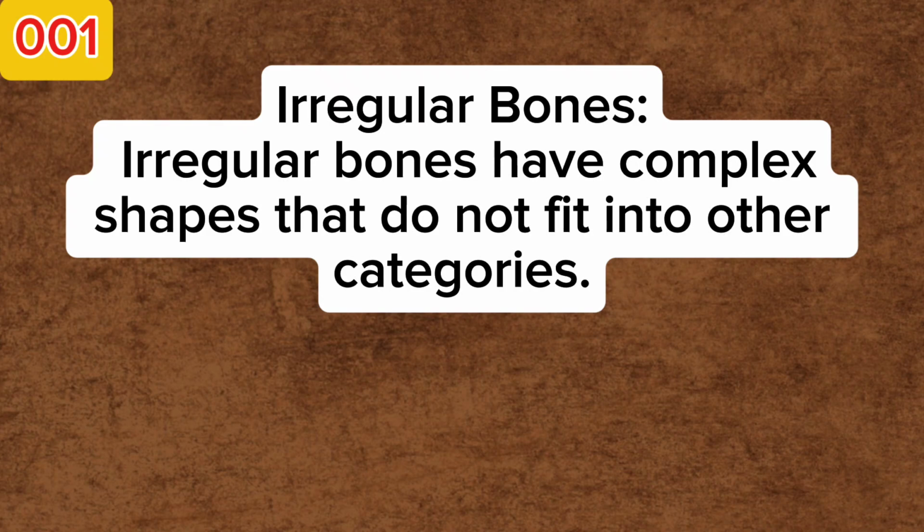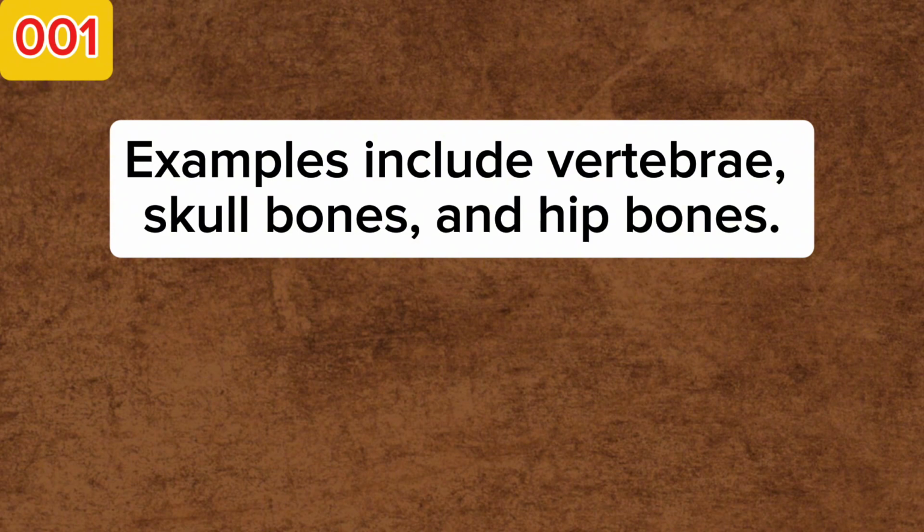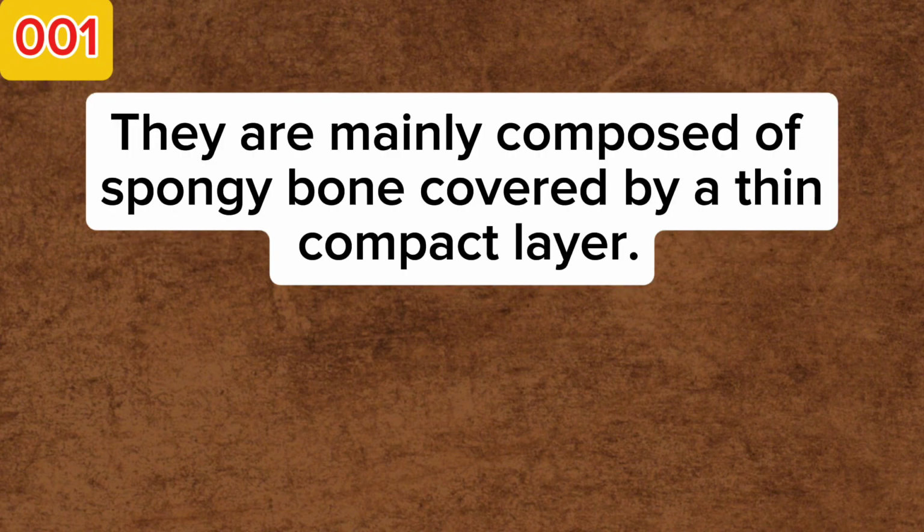Irregular bones. Irregular bones have complex shapes that do not fit into other categories. Examples include vertebrae, skull bones, and hip bones. They are mainly composed of spongy bone covered by a thin, compact layer.